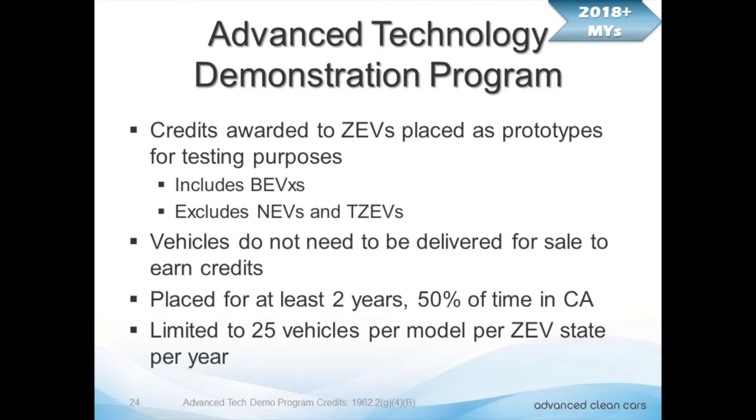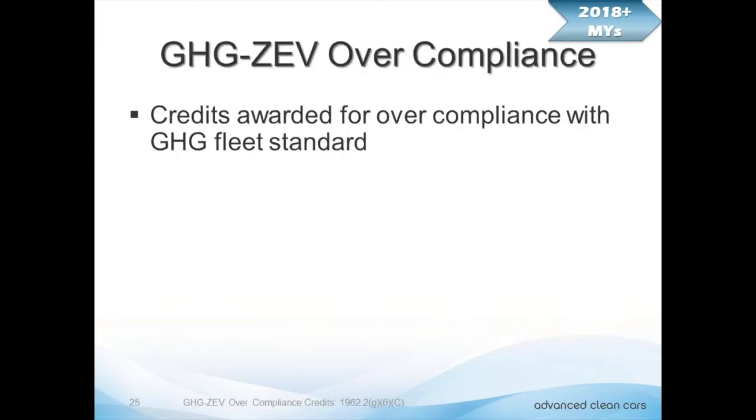Next, we are going to take a look at a different type of credit that is new for model year 2018 compliance. Starting in 2018 model year, manufacturers may offset a portion of their model year 2018 through 2021 ZEV credit percentage requirements through the use of GHG ZEV overcompliance credits.